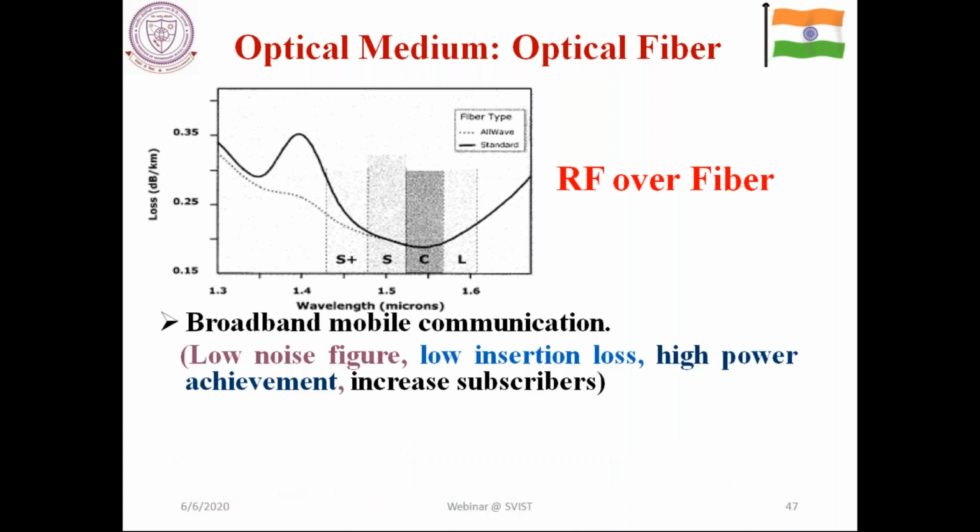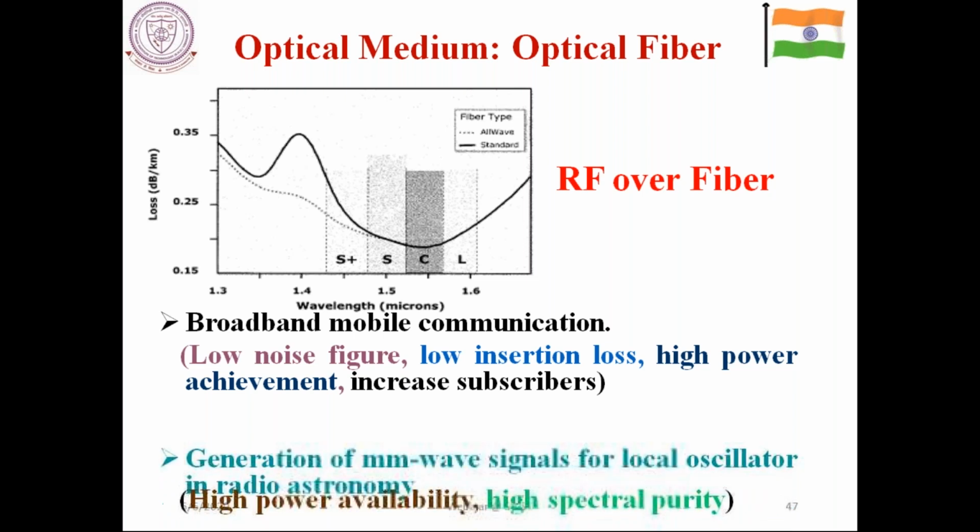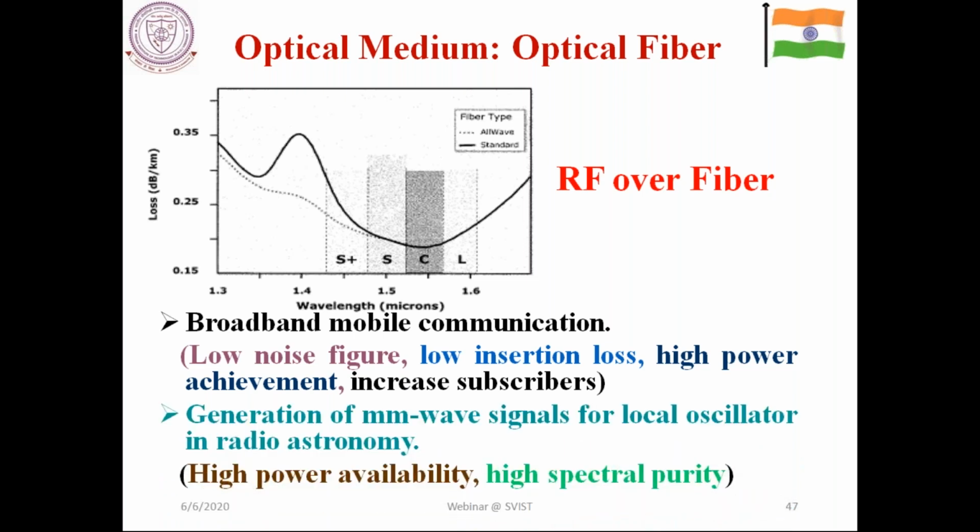I am showing you some of the applications, like broadband mobile communication, where you can have a low noise figure, low insertion loss, and high power achievement, and this gives rise to an increased number of subscribers. Okay. Also, you can generate millimeter wave signals for local oscillators in radio astronomy, because for radio astronomical observations you need a local oscillator signal so that you can make proper mixing to segregate the IF signal, right? And also you need satellite earth station remote antenna applications.